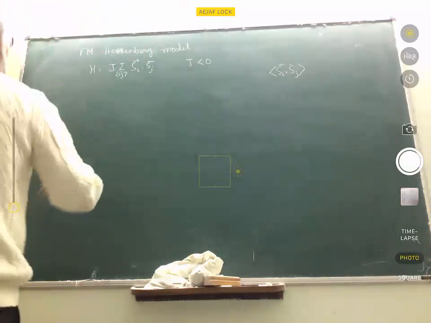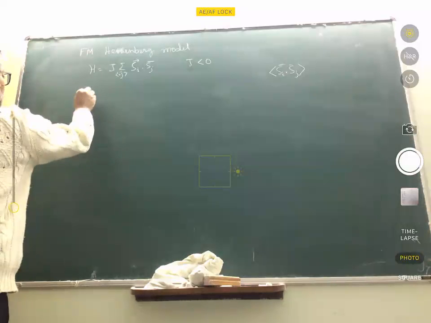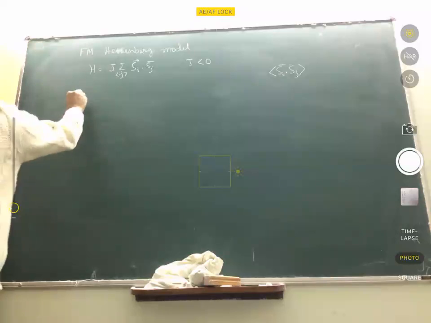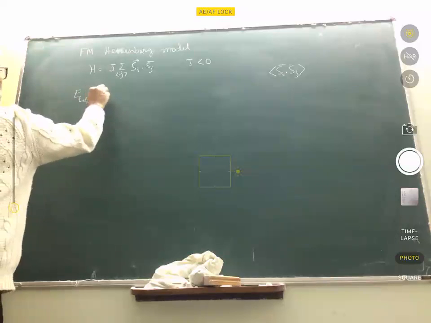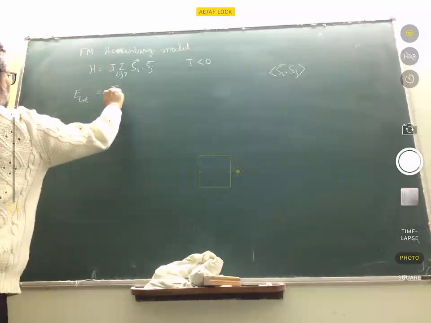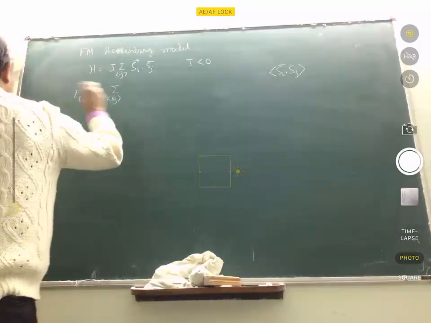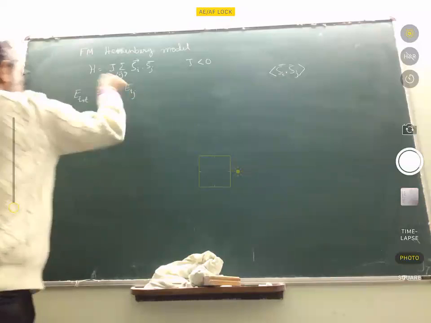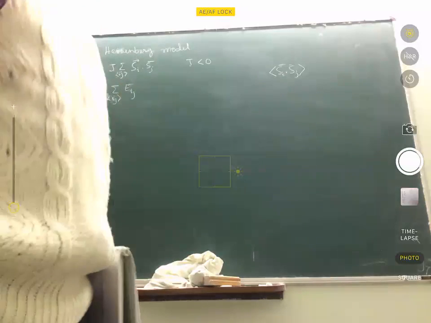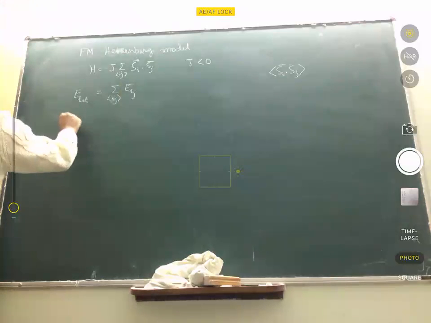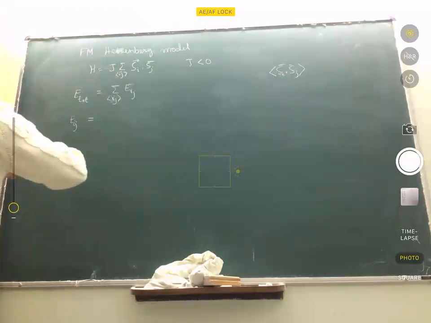If I have two sites i and j, then how should I write it? The total energy is just the sum over pairs, where E_ij is the interaction between spins at two neighboring sites i and j. So how do I write E_ij?